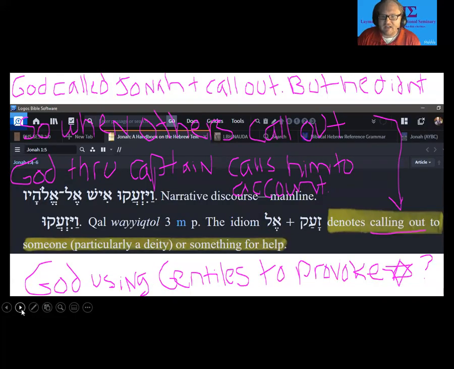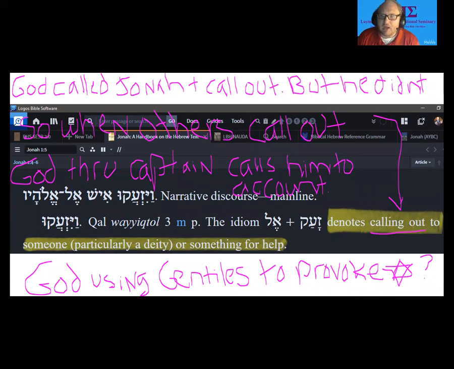Okay, once again, still messy, but right here, whenever the people are calling out to their gods or whatever, you have that same word going on. So you can put this together. God called Jonah to call out, but he didn't. So when others call out, in other words, because of their distress, because of Jonah, the problems that he's caused, they're calling out for deliverance to their gods.